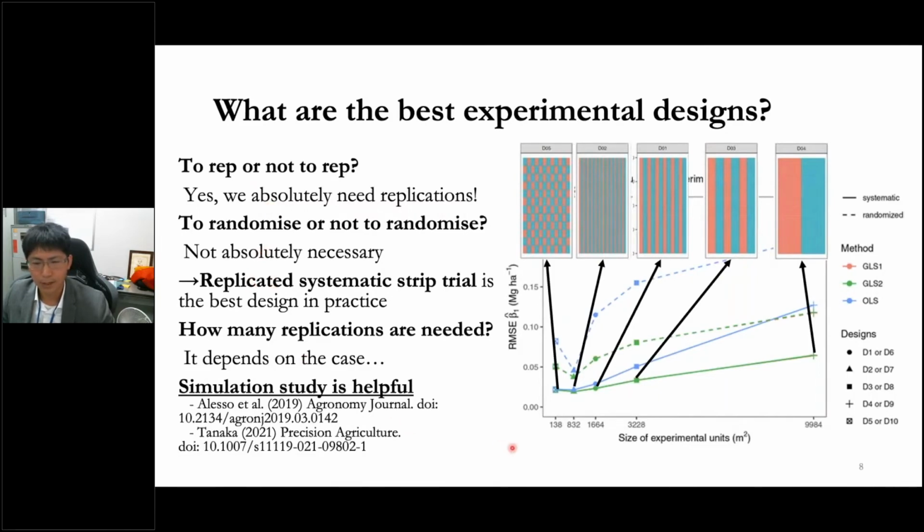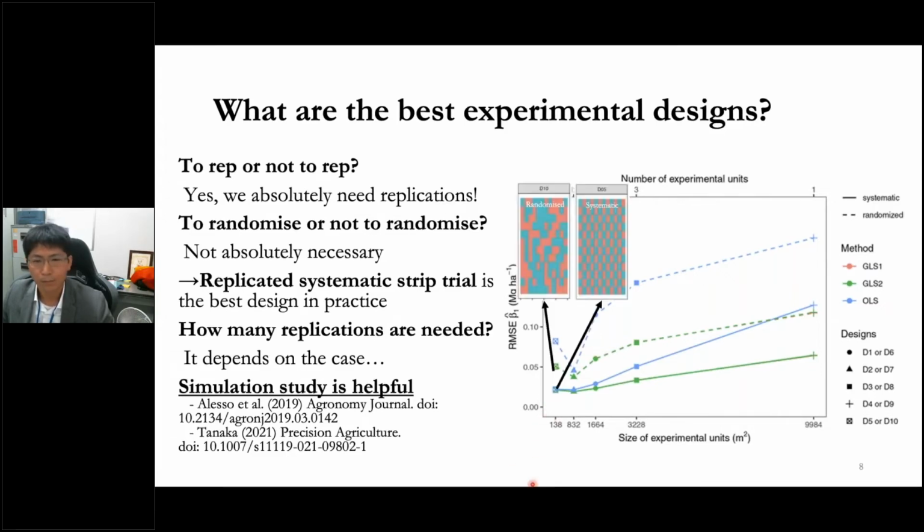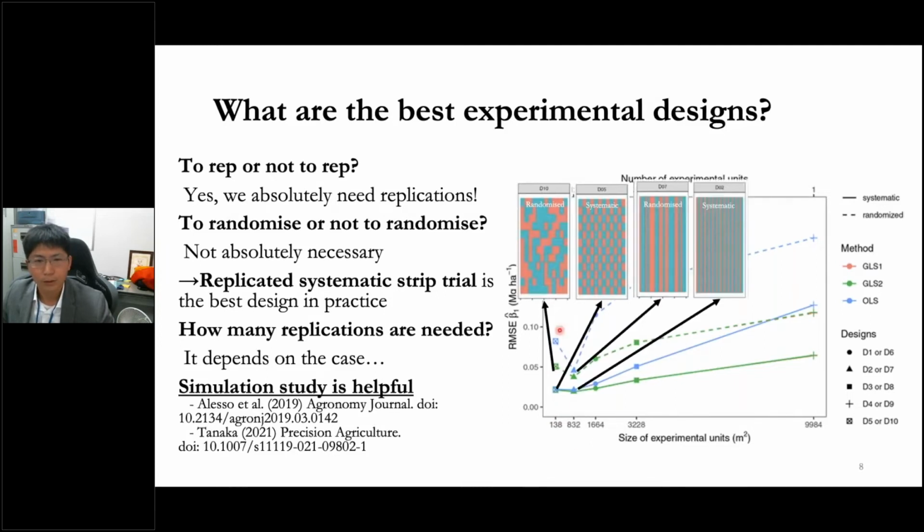And next, I'd like to see the effects of randomization. In this figure, solid lines represent the systematic design, while broken lines represent the randomized design with the same replications. According to the results, randomization did not contribute to reducing estimate bias. On the contrary, randomization increased the bias. So in conclusion, practically the best experimental design is systematic strip trials with many replications.